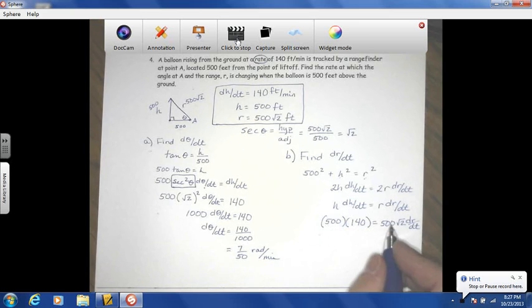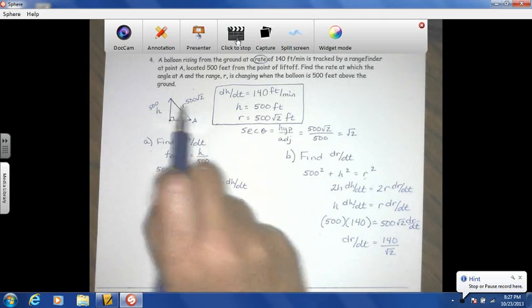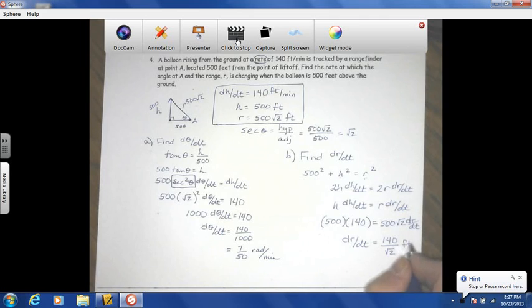So, when we divide both sides by 500 square roots of 2, the 500s actually reduce, and we get dr dt is going to be 140 over the square root of 2. Now, for units, we know that the range, r, is measured in feet, and the time in this problem is measured in minutes. So the rate of change of the range with respect to time is 140 divided by the square root of 2 feet per minute.